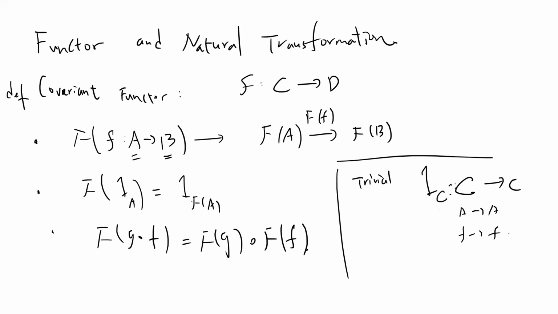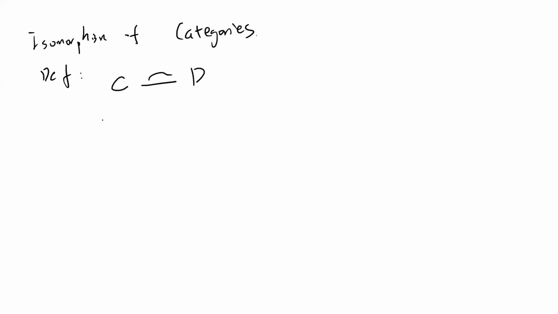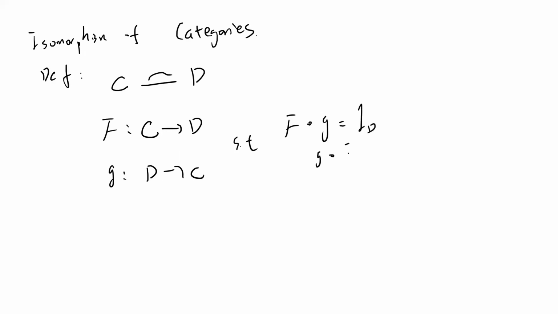Okay, so if we have functors, then we can define the isomorphism of categories. The definition means that C and D are isomorphic if there is a functor F from C to D and another functor G from D to C, such that F composed with G is the identity and G composed with F is the identity, on D and C respectively. Okay, so simple definition.